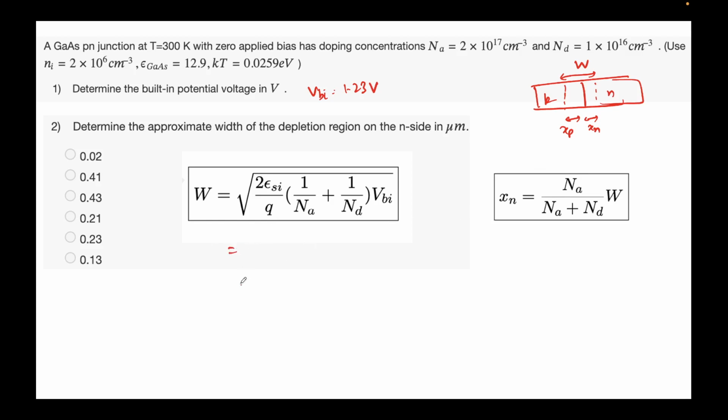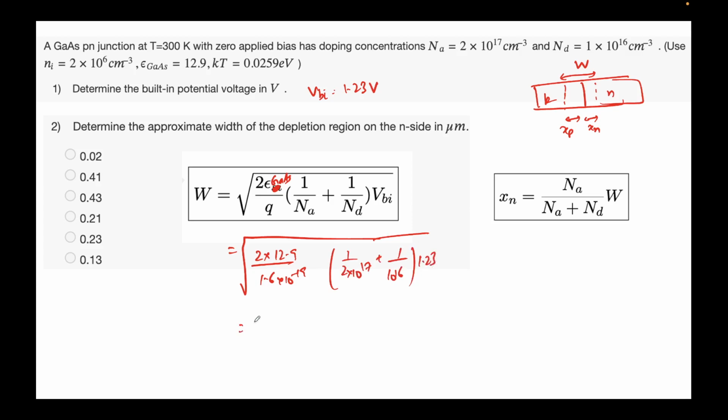So W would be, now mind this is epsilon silicon, but in this case we'll use gallium arsenide. So this will be gallium arsenide. This will be 2 times 12.9 over 1.6 10 to the power minus 19, times 1 over Na, that is 1 over 2 into 10 to the 17, plus 1 over Nd, which is 10 to the 16, times Vbi, which is 1.23 volts.